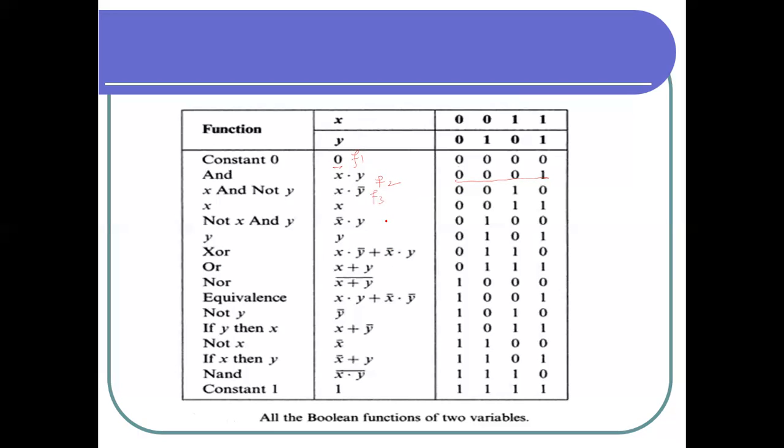How many Boolean functions can we construct? We can construct all possible 16 Boolean functions. If you look over here, the basics are negation, AND, and OR Boolean functions. The rest, you can see, are combinations of AND, OR, and complement.